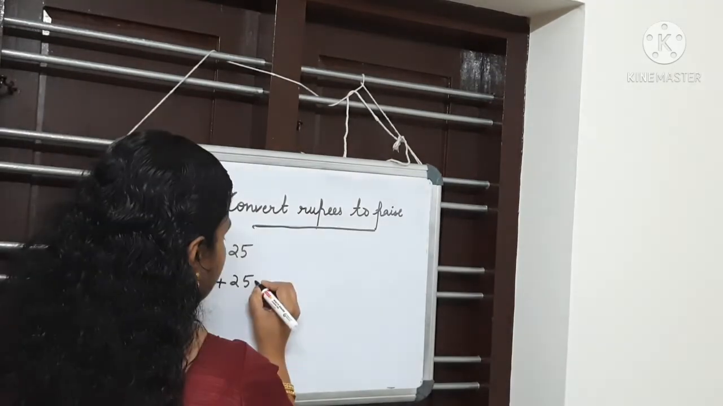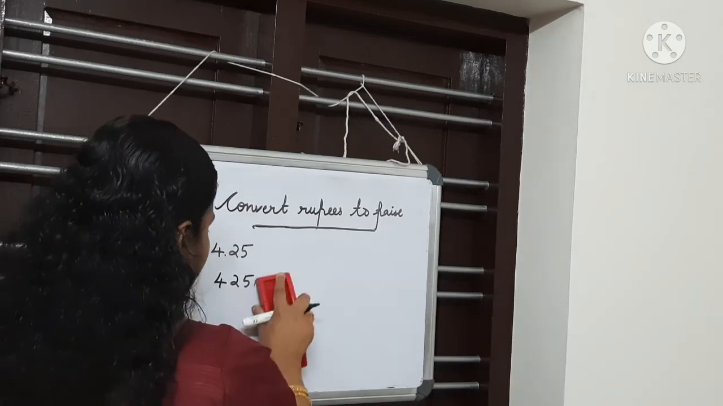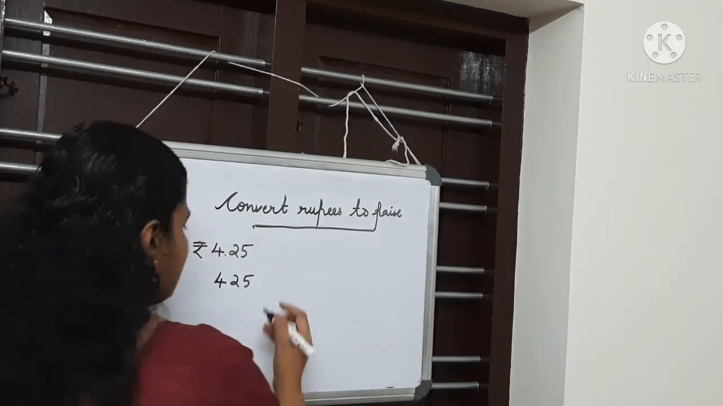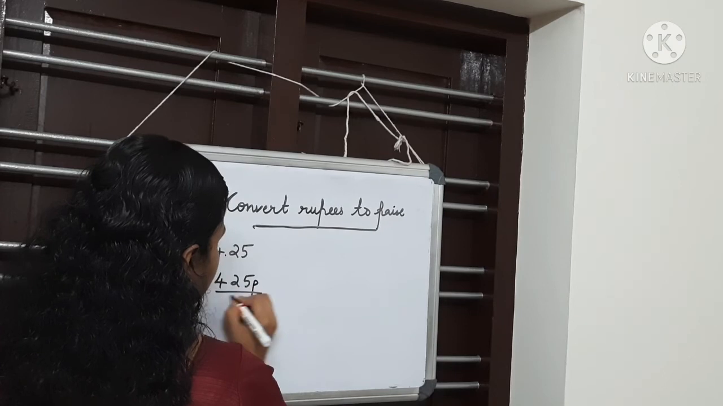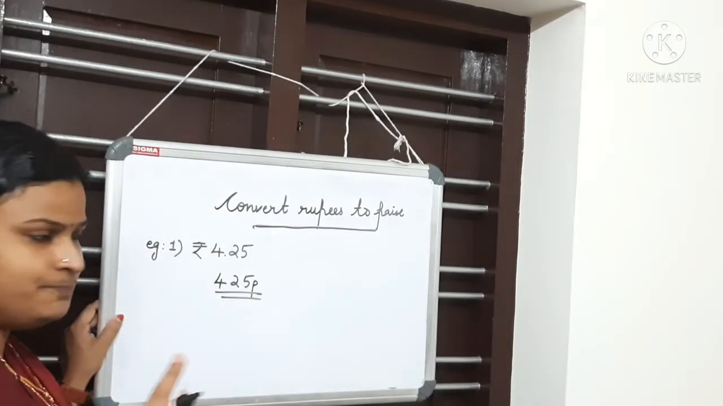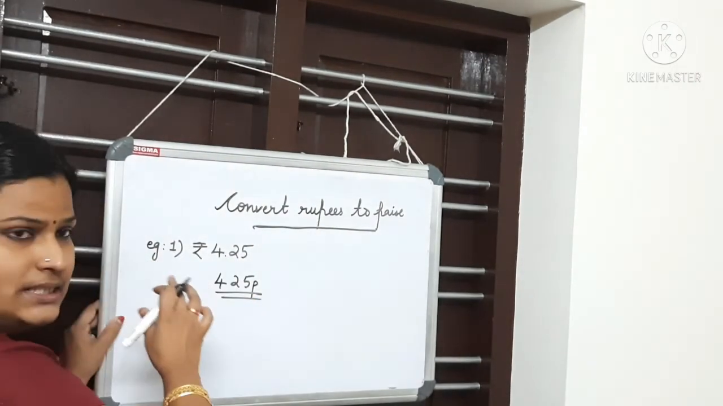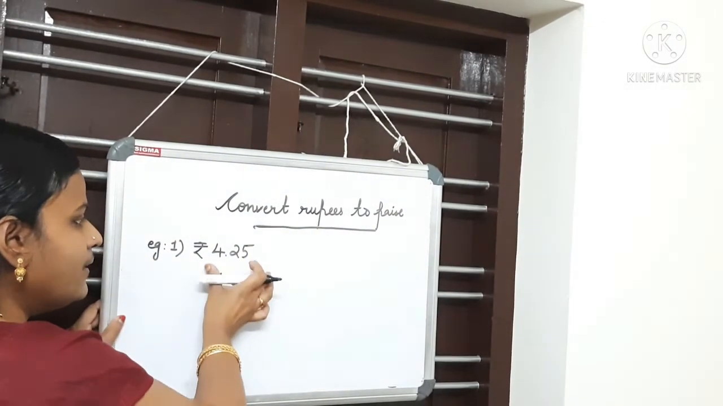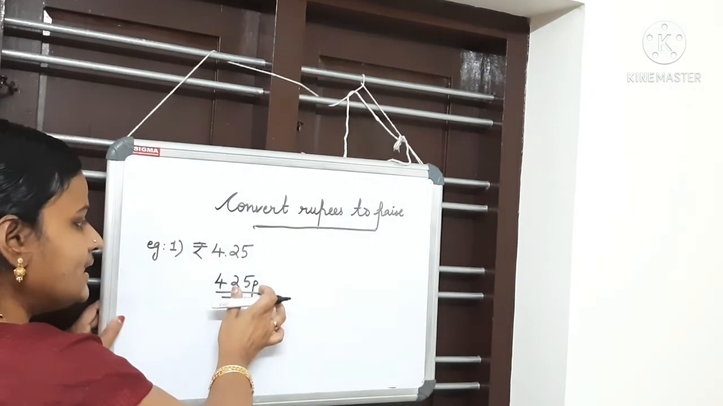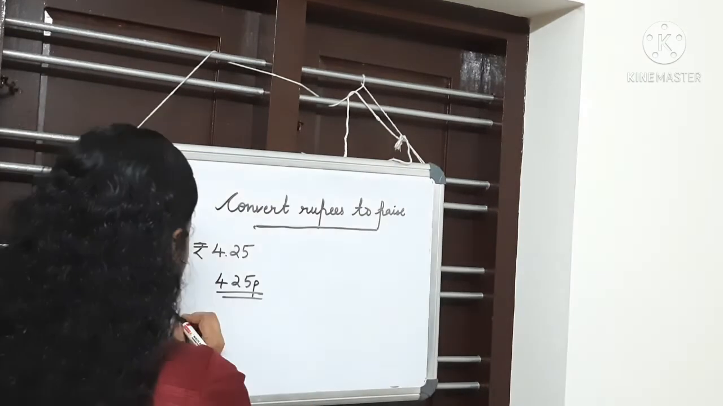And just write the short form for paise. That is, you have to just write P here. Now, our job is done. So, what you should do? You have to remove the rupee symbol. You have to remove the decimal point and write the numbers as such, and then write P at the end. Clear all of you?